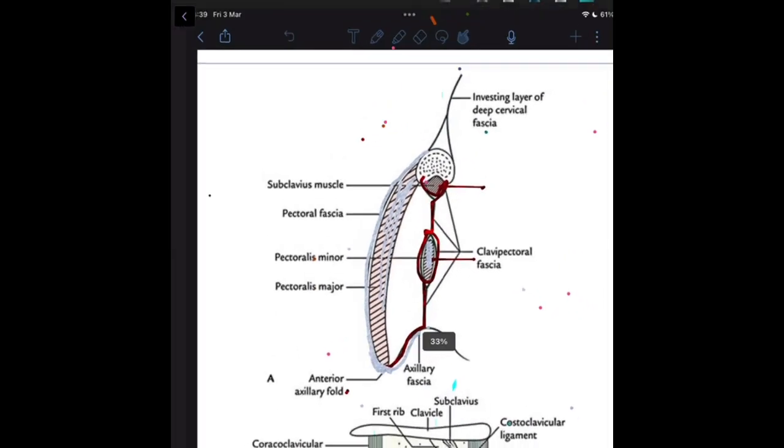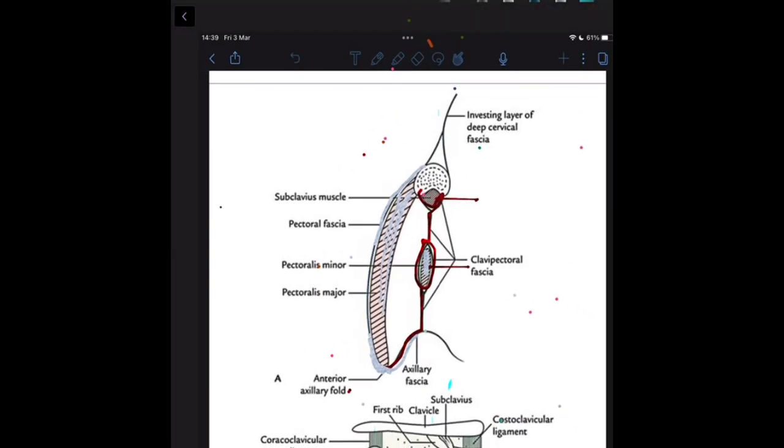And the fourth point is, see, this is the clavicle, right? Covering the clavicle you have clavicular fascia. Obviously, as the name suggests, you have the clavicular fascia here, and here you have the axillary fascia. You can see here, this is the axillary fascia. So this clavipectoral fascia, which you see here, is extending from clavicular fascia to the axillary fascia. So that is the fourth point.